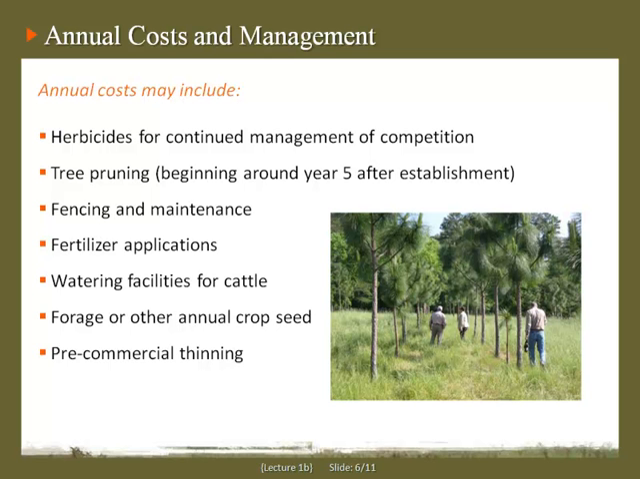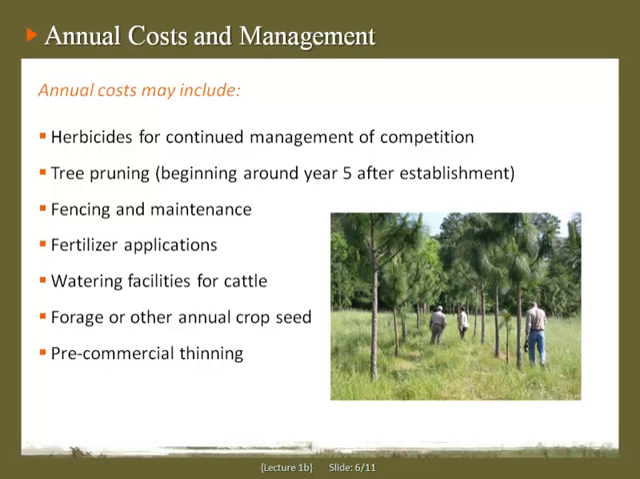take place around every 5 years to keep the canopy levels below 50% and to remove the branches that cause knots in saw timber. Fencing and maintenance costs will include the initial costs of fixed or portable fencing plus periodic repairs. Fertilizer and lime applications are typical annual costs for any agricultural production operation. Portable or permanent watering facilities for livestock will need to be accounted for, as well as seed for forage or other annual crop to be planted within the silvopasture alleys.